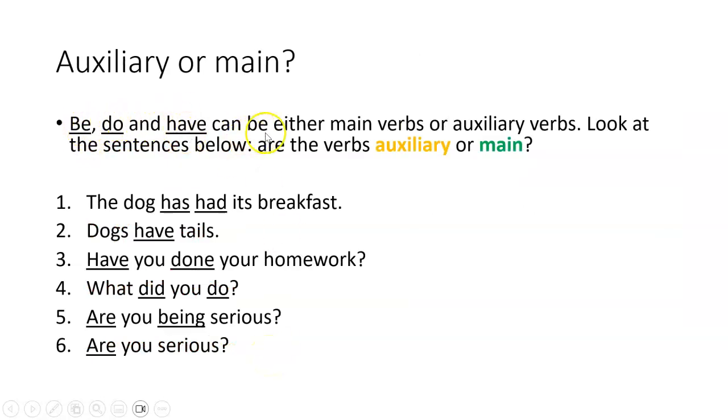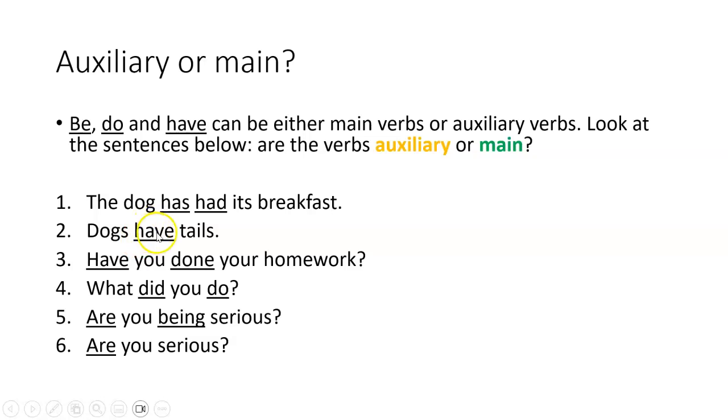Be, do, and have can be either main verbs or auxiliary verbs. They're multi-purpose. So look at the sentences below and let's decide: are the verbs auxiliary or main? Take a moment, pause this video, try the exercise yourself, and then let's discuss. All right. Let's go with had. Had is the main verb. Has is the auxiliary because it's not a modal and it's not the main verb. It has to be an auxiliary.